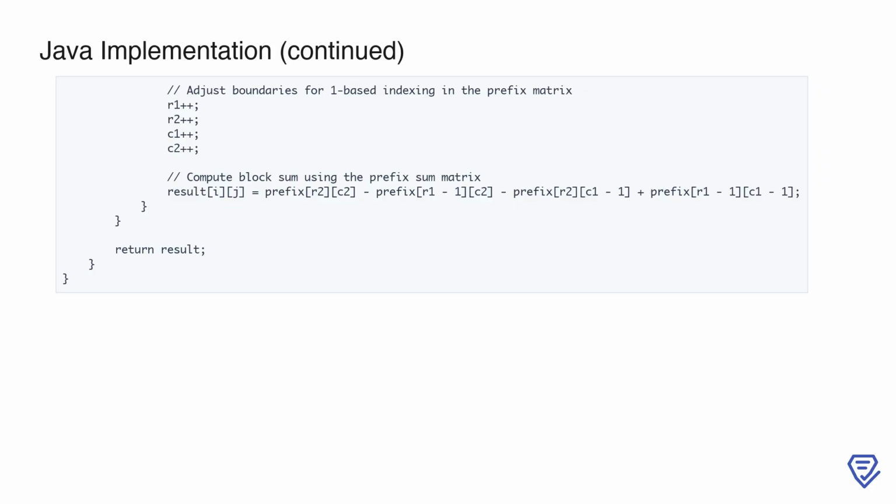Once the block sum is calculated, it is stored in the corresponding cell of the result matrix. After processing all cells in the result matrix through these calculations, the method returns the result, which contains the block sums for all positions in the input matrix. This approach ensures efficiency by leveraging the prefix sum matrix to calculate each block sum in constant time, resulting in an overall time complexity of O(m*n), where m and n are the dimensions of the input matrix.